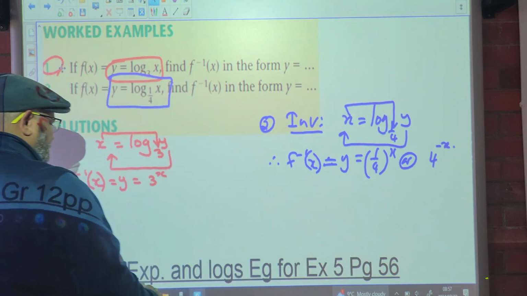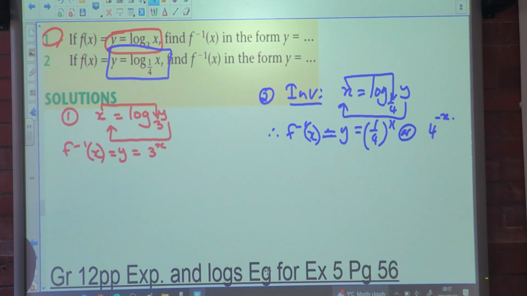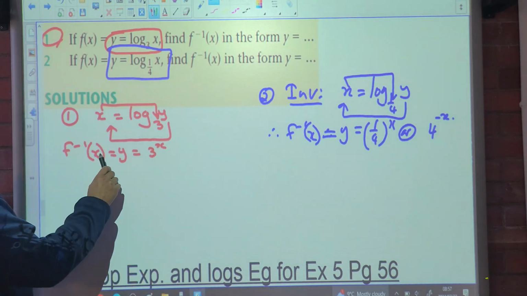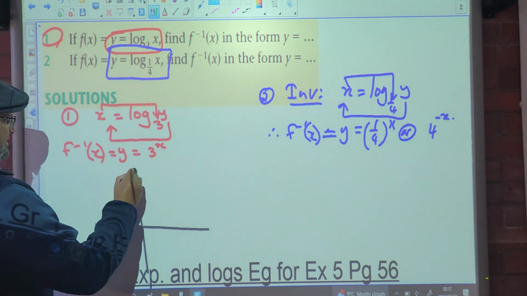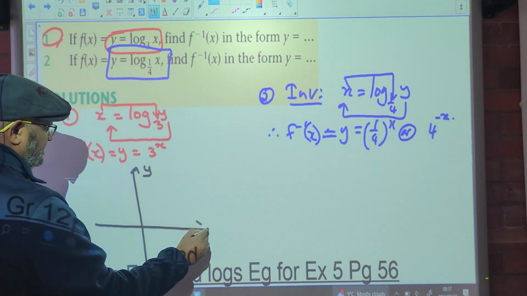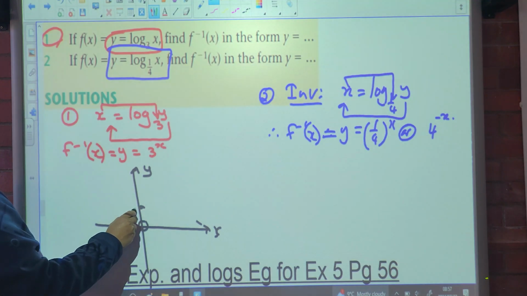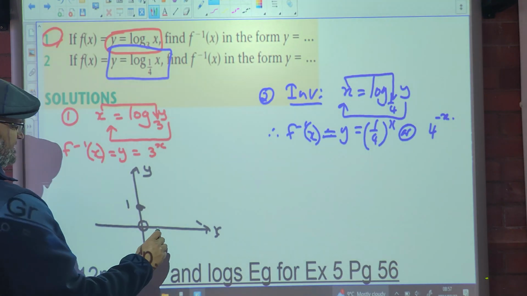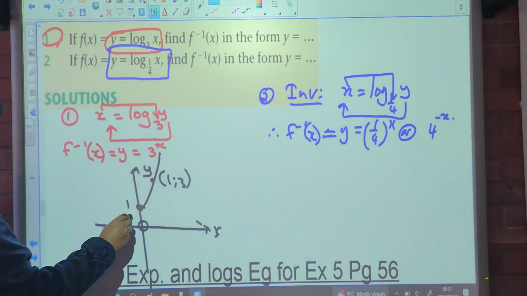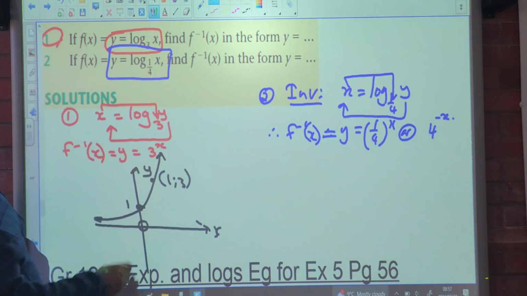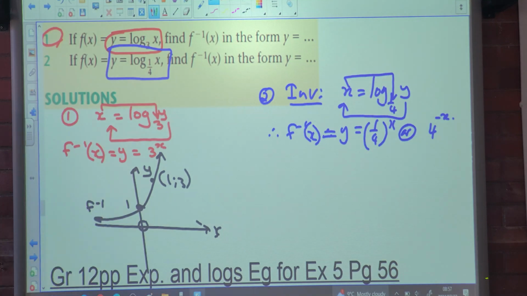If I must just draw this graph here, let me show you what it's going to look like. We know the 3 to the x graph is going to be: if x is 0, y is 1. If x is 1, y is 3. So the graph is going to be an increasing function. That's your exponential graph.